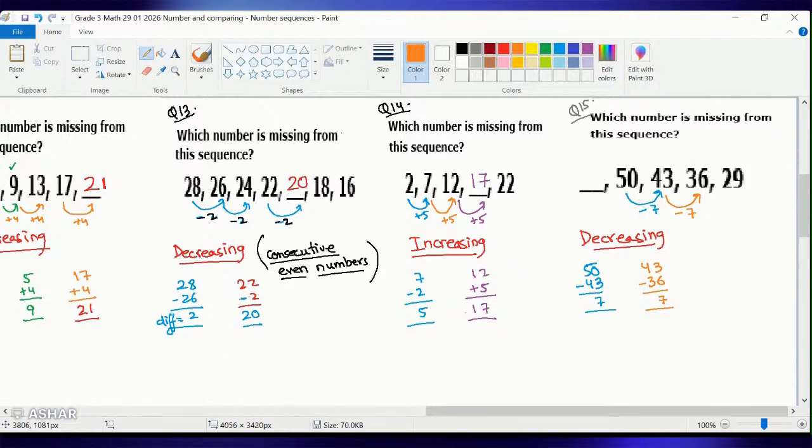That means if on the right side we were decreasing by 7, when we go to the left side we will increase by 7. That means because 50 and the number prior to 50 should have a difference of 7, this number should be 57. Agreed?